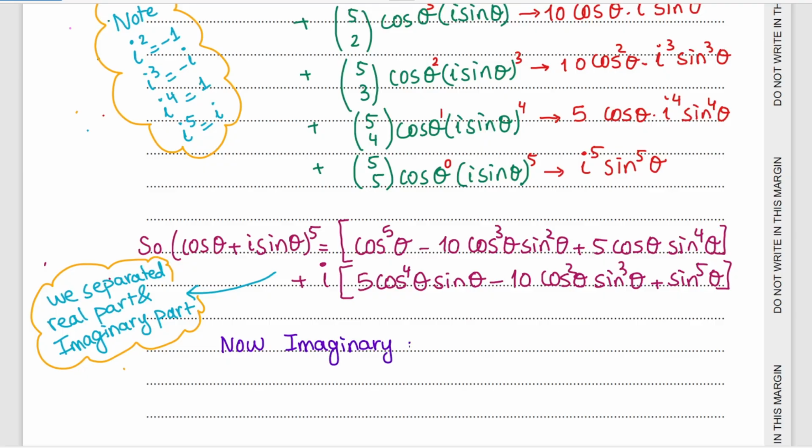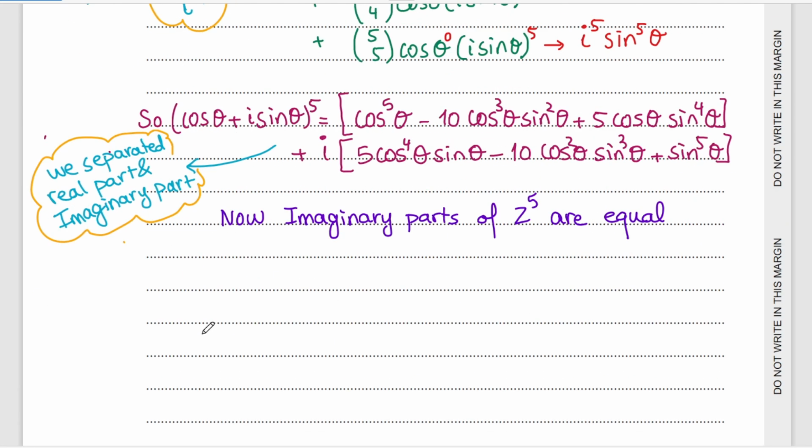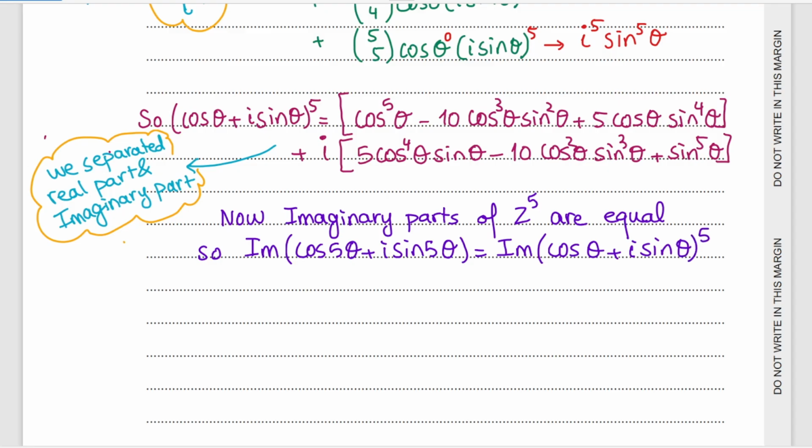Now, the imaginary parts of z to the 5 are equal because we got z to the 5 in two methods. One of them was De Moivre's, and the answer for this was cosine 5 theta plus i sine 5 theta. And the other one using binomial theorem, where I'm going to get the imaginary part of cosine theta plus i sine theta to the power of 5. So the imaginary part from the first is sine 5 theta, and the imaginary part from the second one is this.